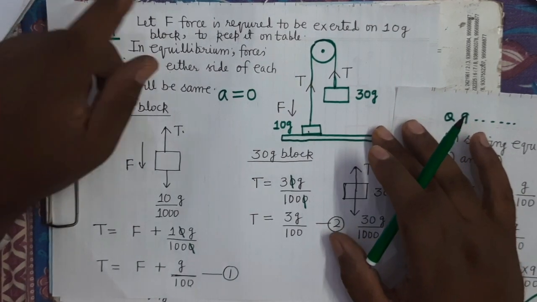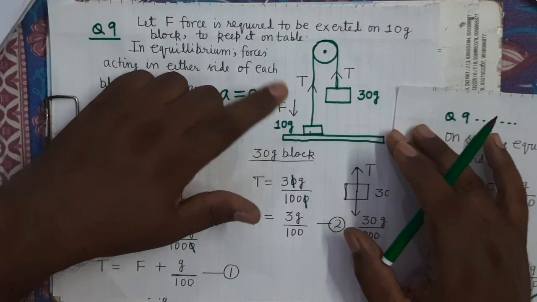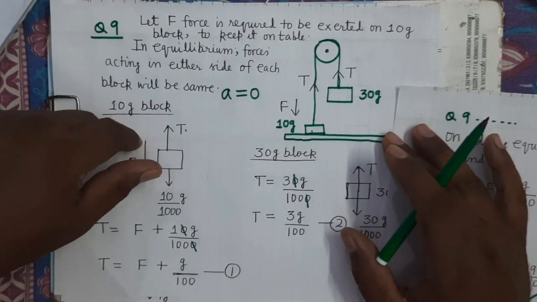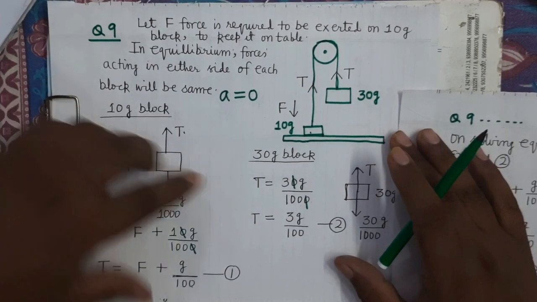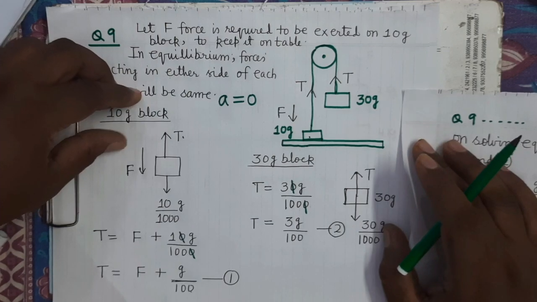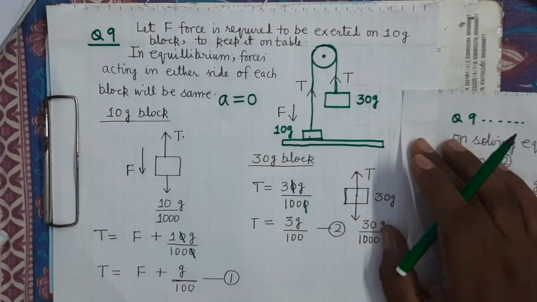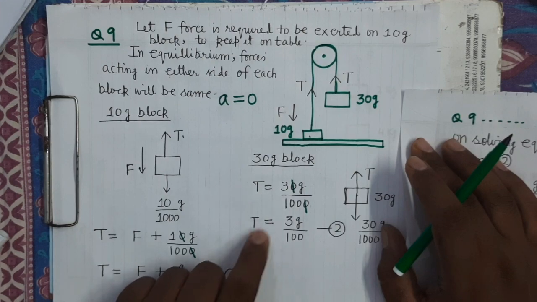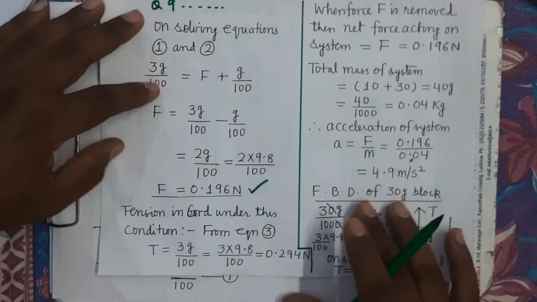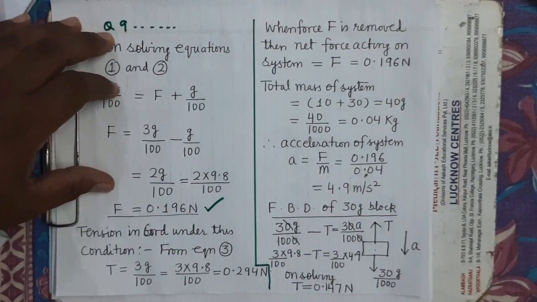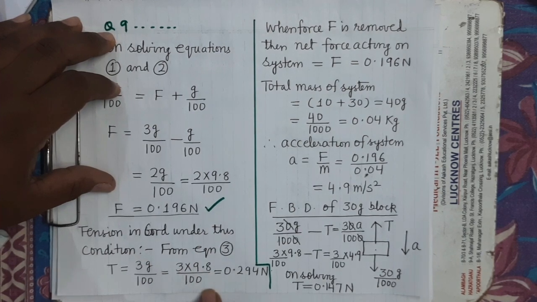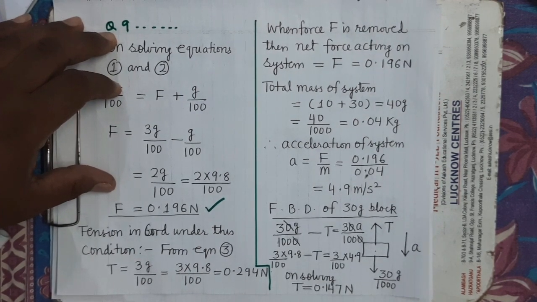Now there is one more part. If you remove this force, what will be the acceleration of the system and what will be the value of T? Under this condition, you have to determine T. When it is in equilibrium, what will be the tension? The tension will be equal to 3g upon 100. You place the value of g here. So T equals 3g upon 100, that is 3 into 9.8 upon 100, which is 0.294 Newton.